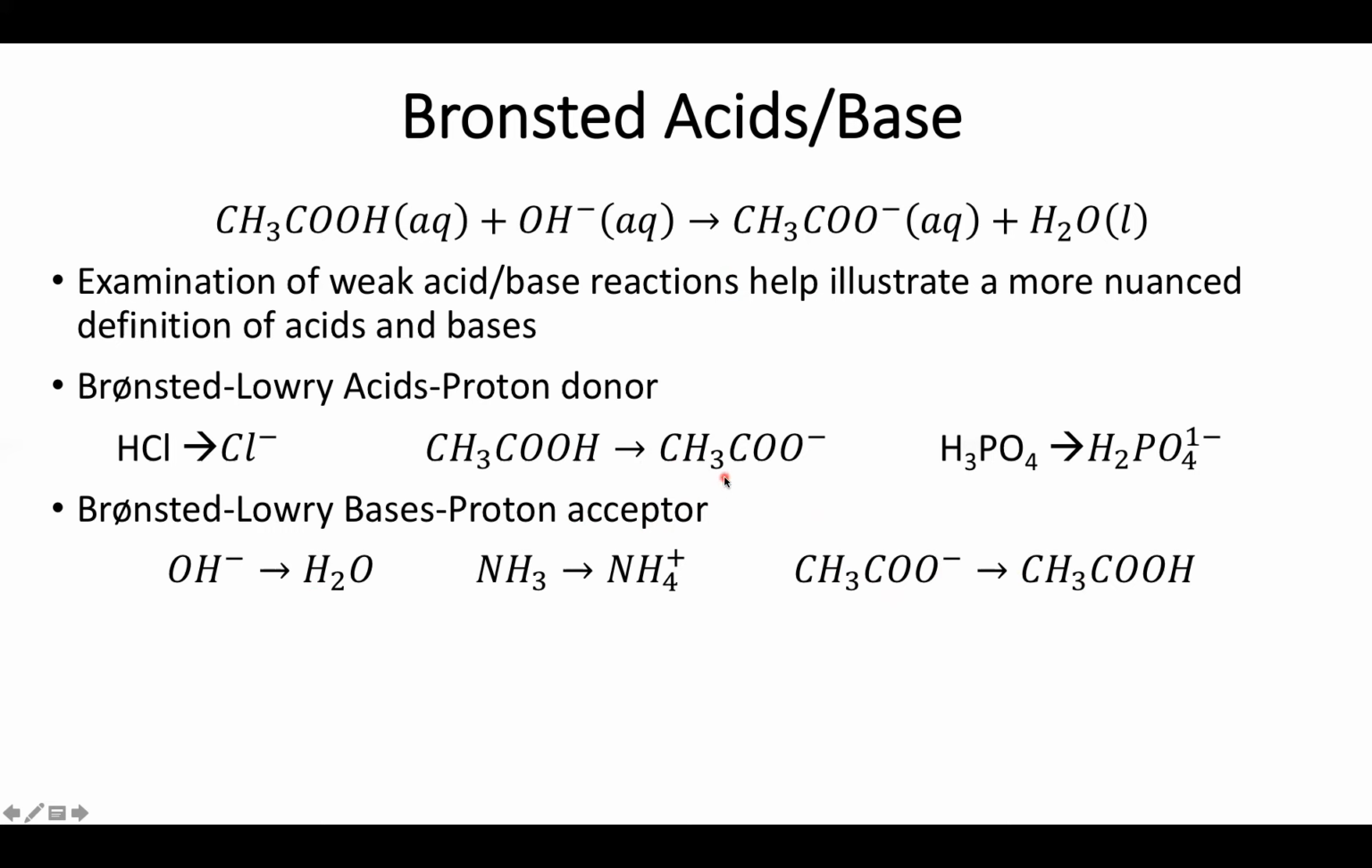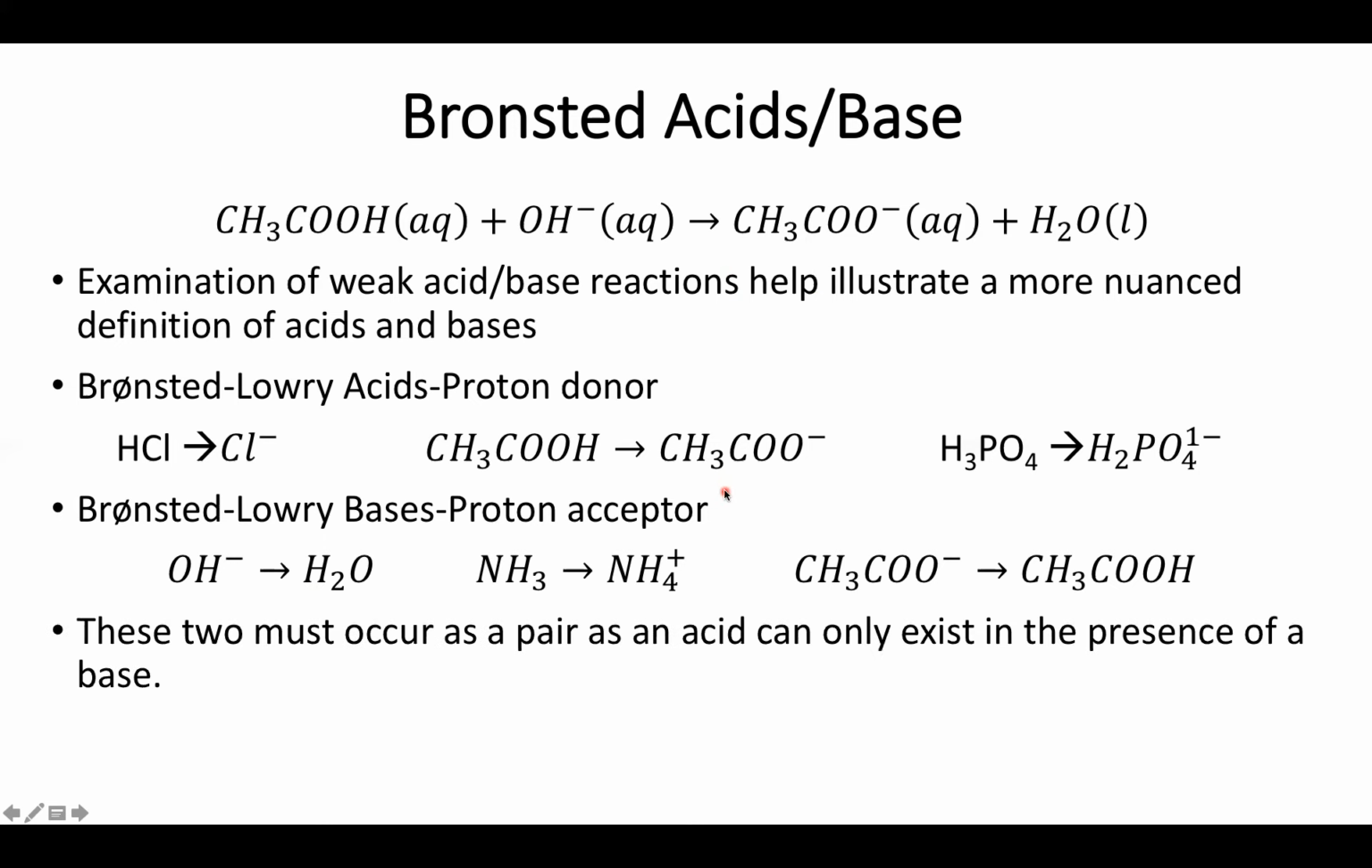One of the important things to remember when we're looking at this Bronsted acid-base behavior is that what I'm looking at is a proton moving back and forth. It means that acids and bases can't exist on their own. They have to exist alongside each other because it takes two to tango. To have a proton donor, I have to have a proton acceptor.